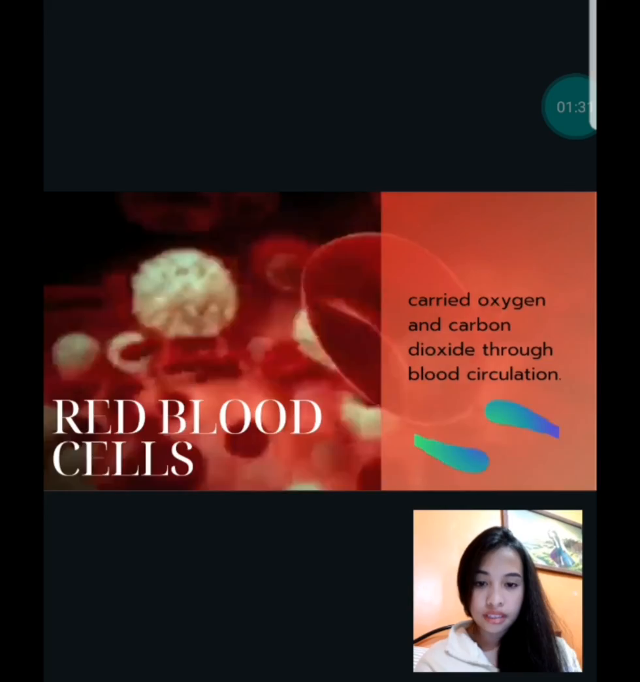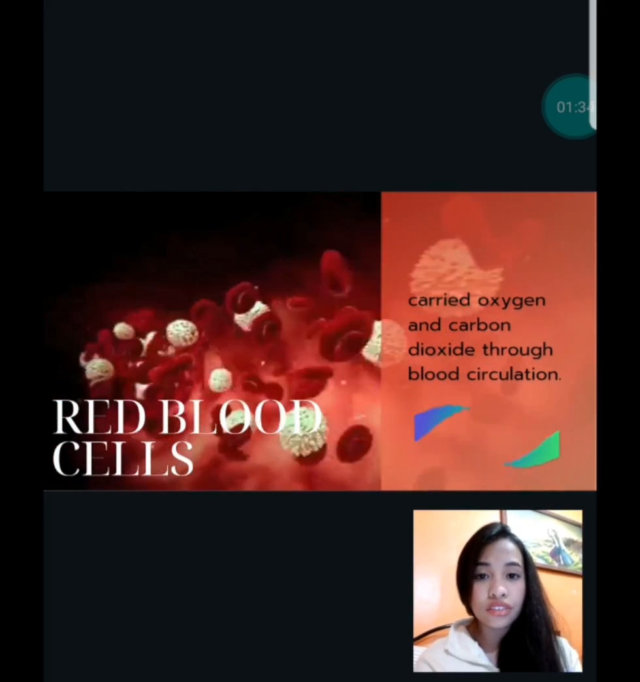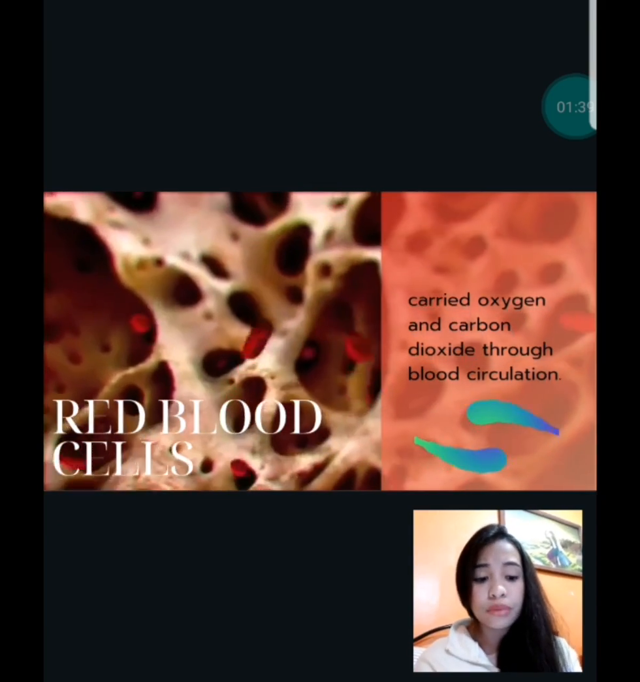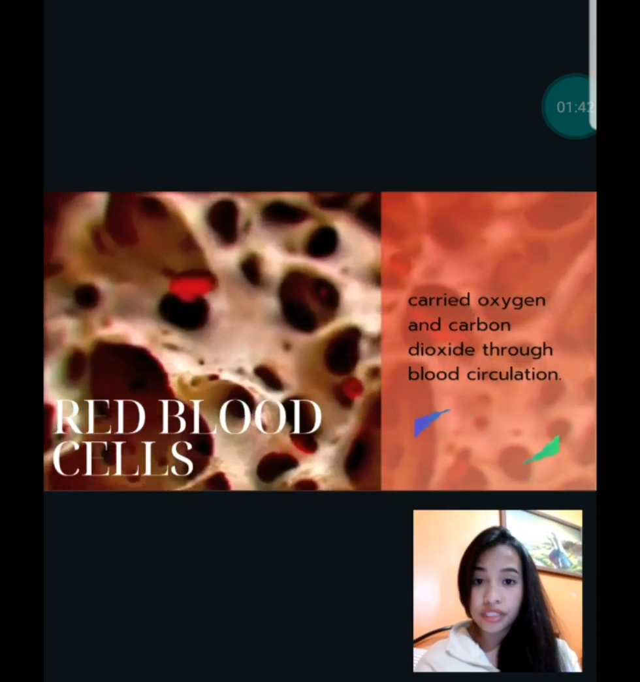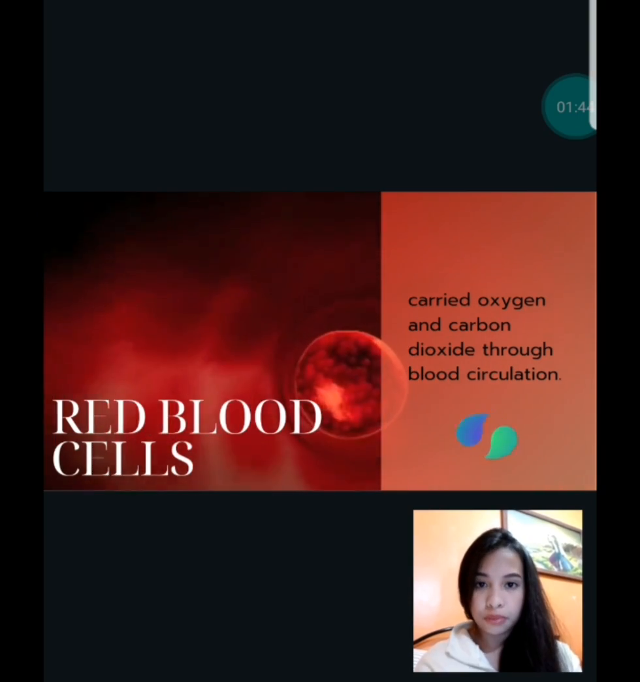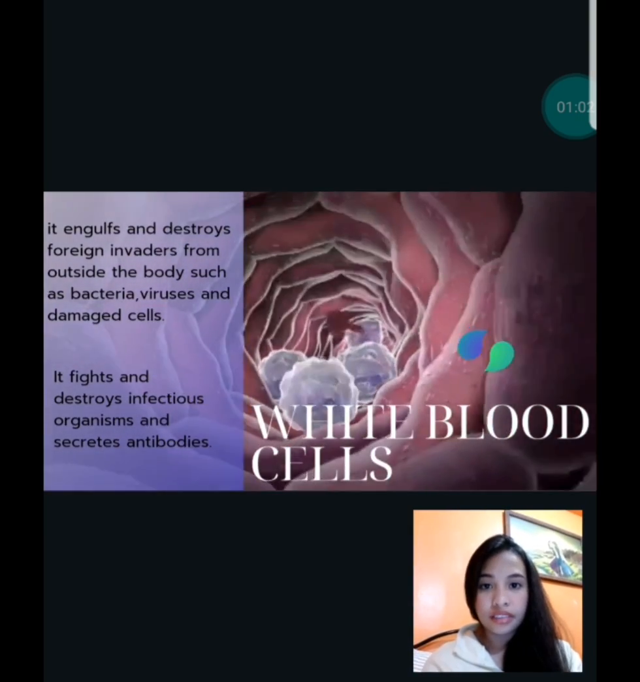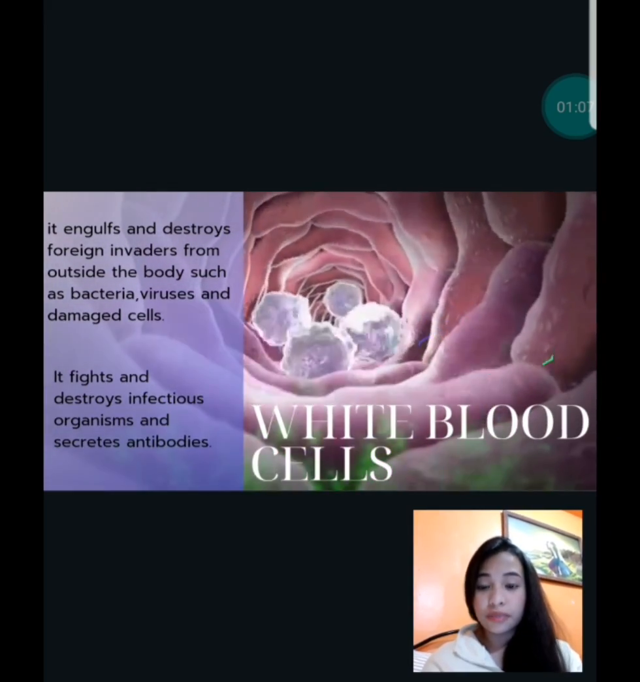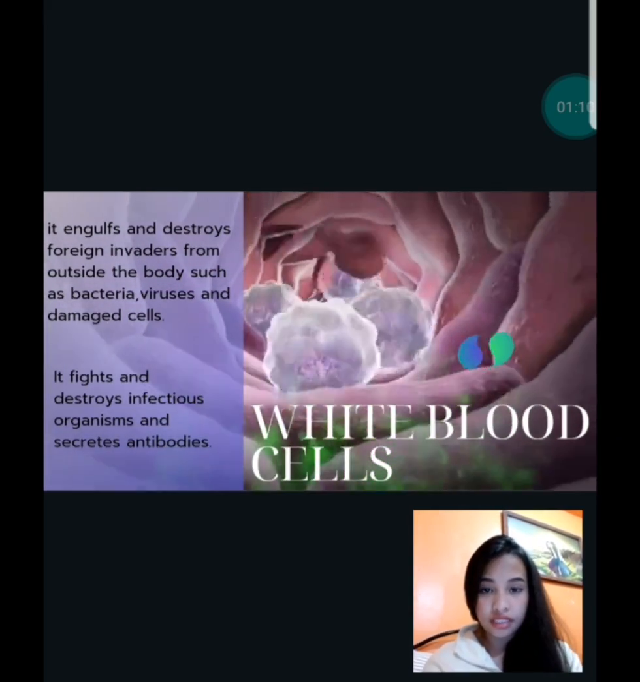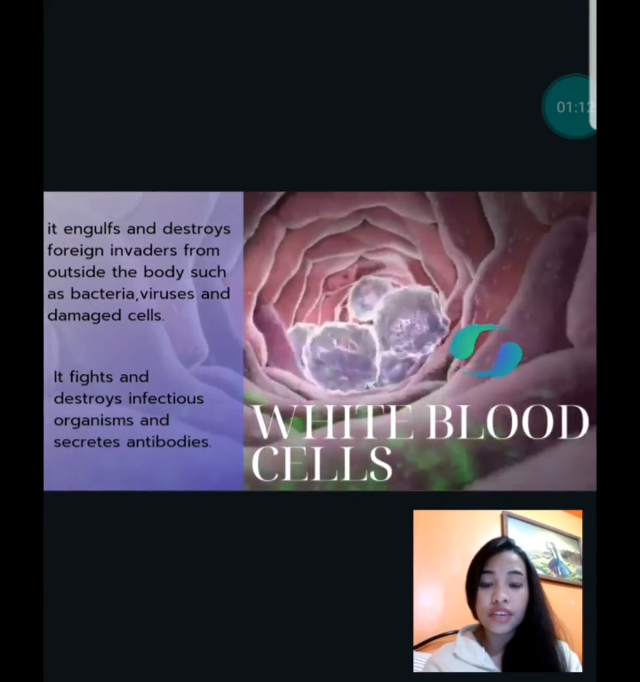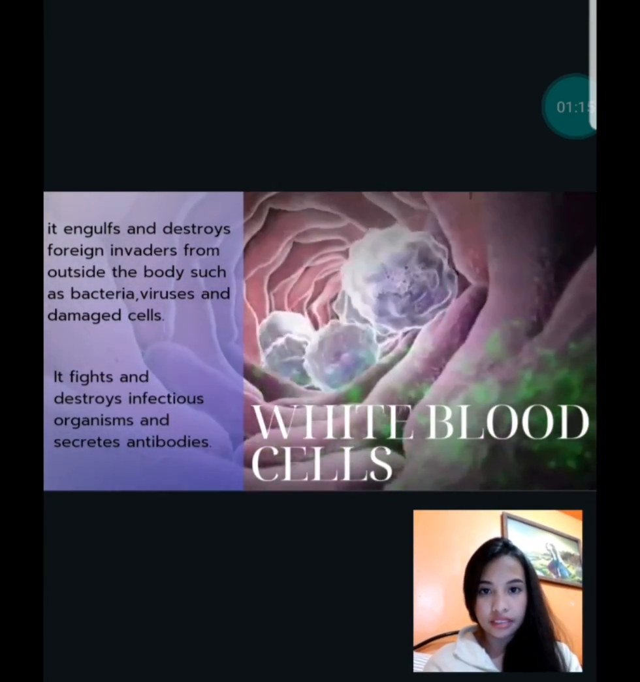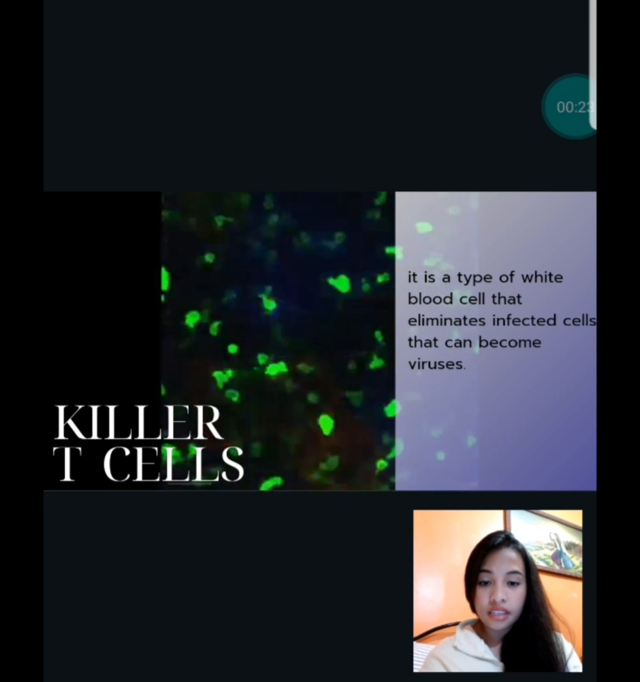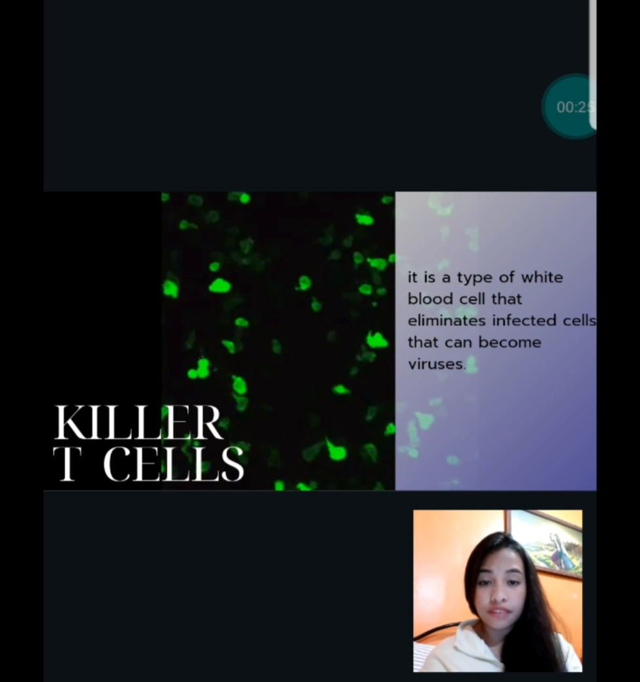Red blood cells are O2 carriers. They carry oxygen throughout the body and carbon dioxide through blood circulation. They remove carbon dioxide from the body to transport it to the lungs. They contain hemoglobin. White blood cells engulf and destroy foreign invaders from outside the body, such as bacteria, viruses, and other damaged cells. They fight and destroy infectious organisms and secrete antibodies. Killer T cells are a type of white blood cell that eliminates infected cells that can become viruses.